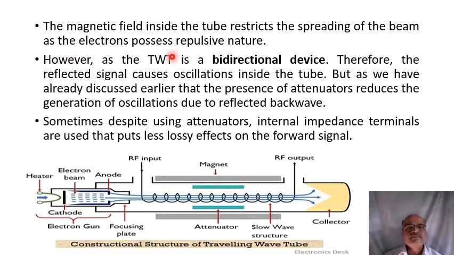The magnetic field inside the tube restricts the spreading of the beam as the electrons possess repulsive nature. However, as the TWT is a bidirectional device, the reflected signal causes oscillations inside the tube. But as we have already discussed earlier, the presence of an attenuator reduces the generation of oscillations due to the reflected back wave. Sometimes, despite using attenuators, internal impedance terminals are used that put less lossy effect on the forward signal.